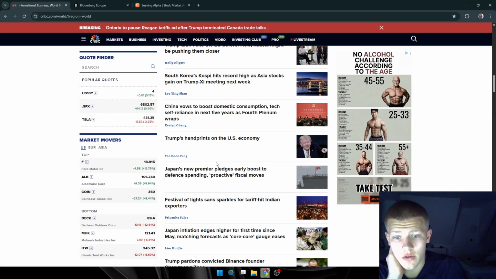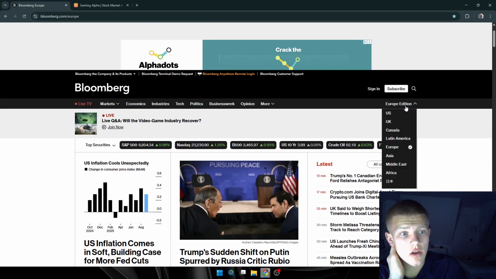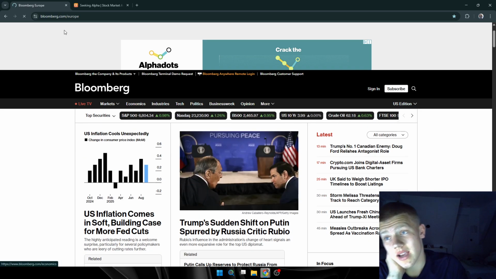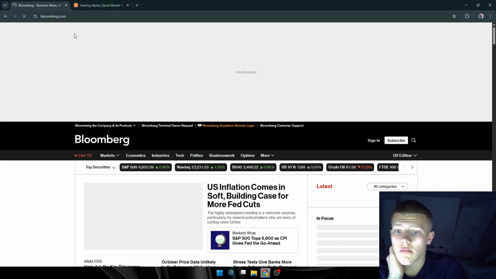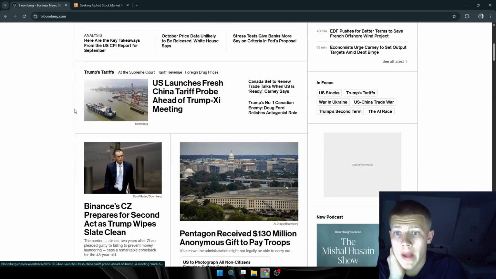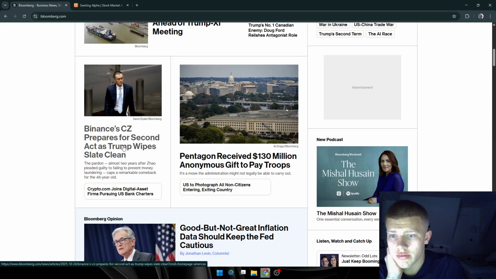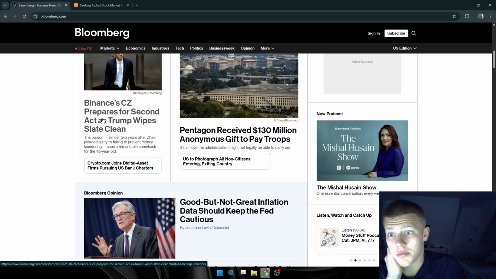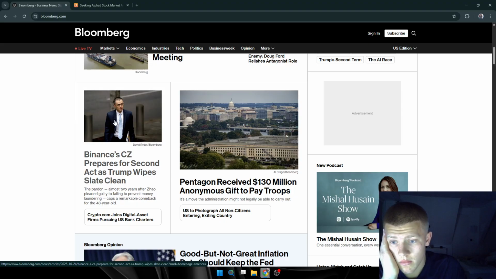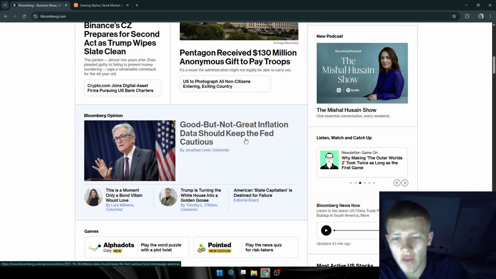And about Trump, it's good to know what's going on in the world. Bloomberg is also a very good site. You can also choose here if you want the Europe edition or the US edition. I would like the US edition because I trade Nasdaq. You can see now this US inflation comes in soft, for example. China tariff, something about Binance, which is a crypto exchange, I think. That's very good to know, since that could maybe affect things. Just make sure you're in here. About the Fed, it's good to know.